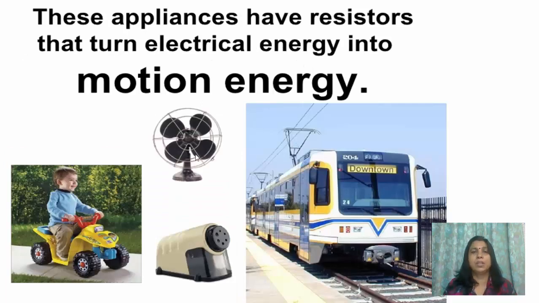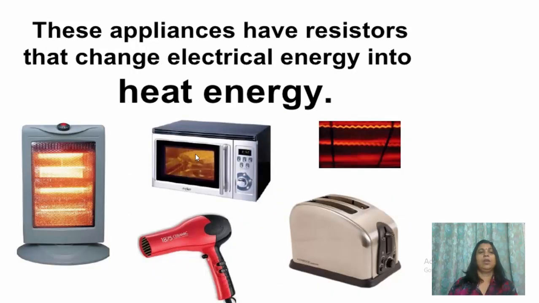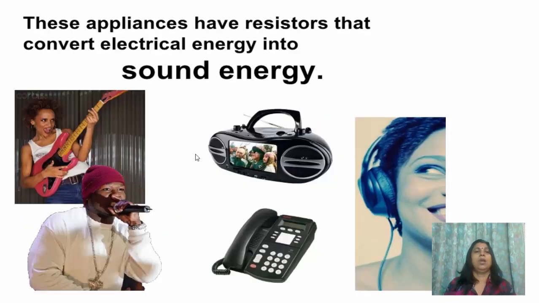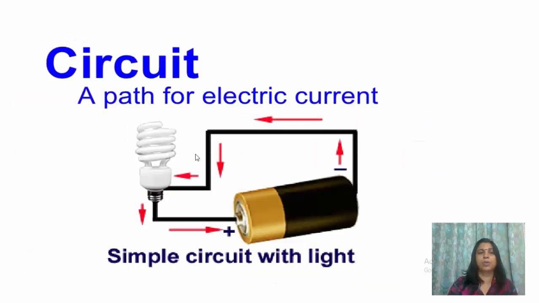These appliances that you can see have resistors that turn electrical energy into motion energy or mechanical energy. Now here is the set of appliances. These also have resistors that change electrical energy into heat energy: heater, hair dryer, oven, toaster. Now these appliances have resistors that convert electrical energy into sound energy: telephone, guitar, headphone and tape recorder.